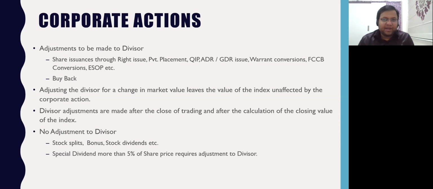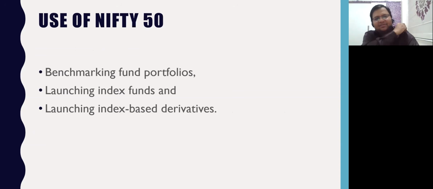In case of dividend, adjustment may be required in case the dividend is more than 5% of the price of the share. Otherwise, for dividend also adjustment is not made because it is a price index. It is not a total return index. In a total return index, dividend is also adjusted. So why are you learning this Nifty 50?